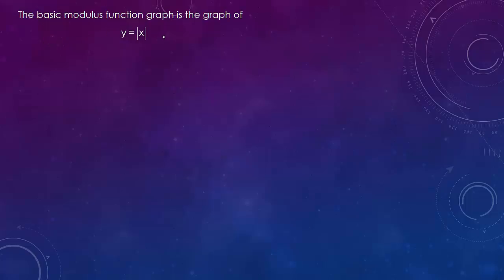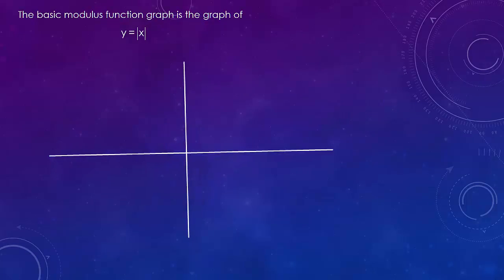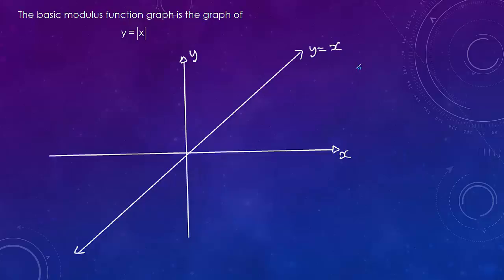The basic modulus function graph is the graph of y equals mod x. So what would that look like? So let's have some axes for our sketch. So x-axis, y-axis, and then think about the line y equals x without the modulus. So y equals x looks something like this. So this is the line y equals x.